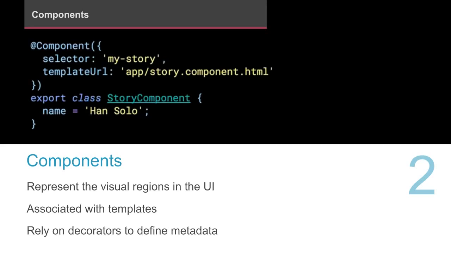Now, by convention, using a style guide that we've put together in the Angular I/O site, we suffix all components with component. This way we know that the story class is not just a story, it's the story component. And then inside of there, the name is a property that we can then data bind to inside of our template. So how do we associate this component with a template?